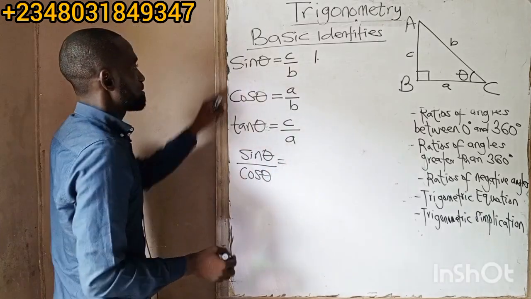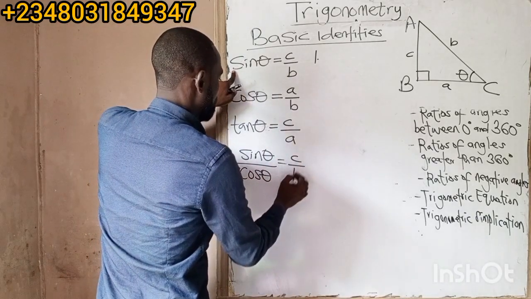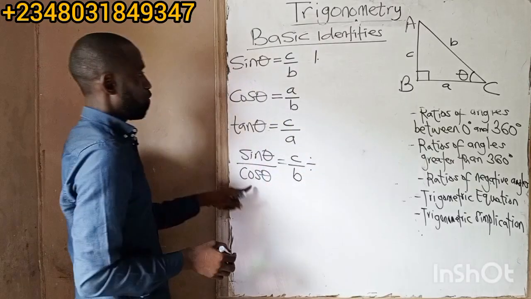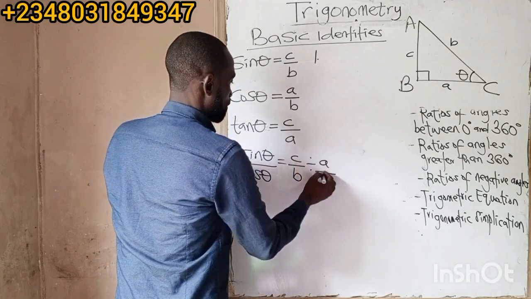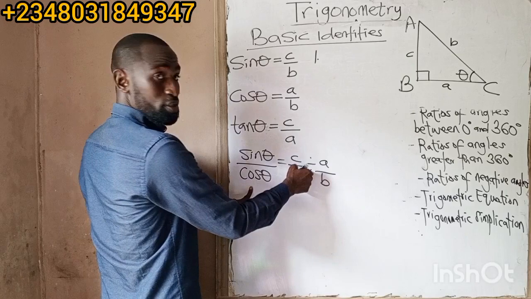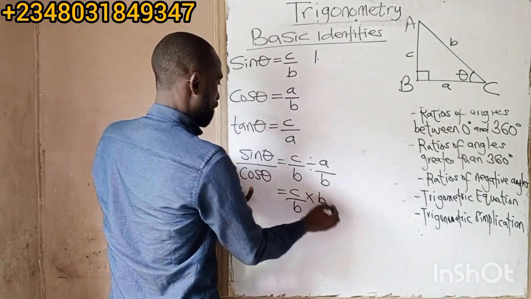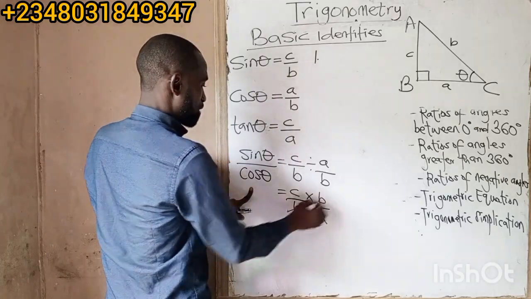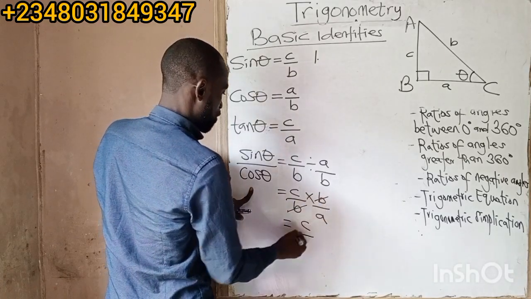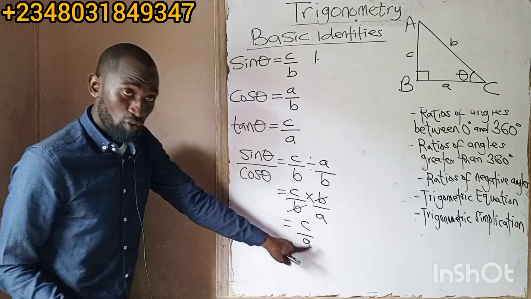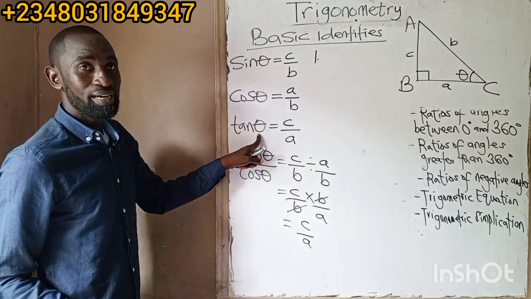It will be c all over b, divided by a all over b. So I change to times: c all over b times b all over a. b will cancel out b, so we have c all over a. What is c all over a? It is tan theta. You see it?